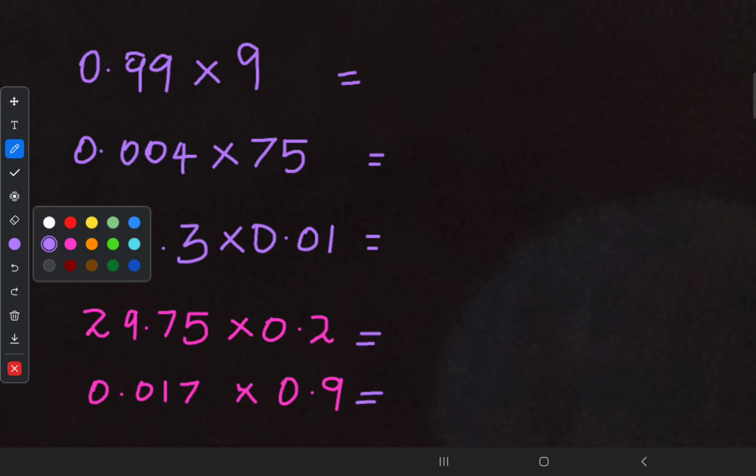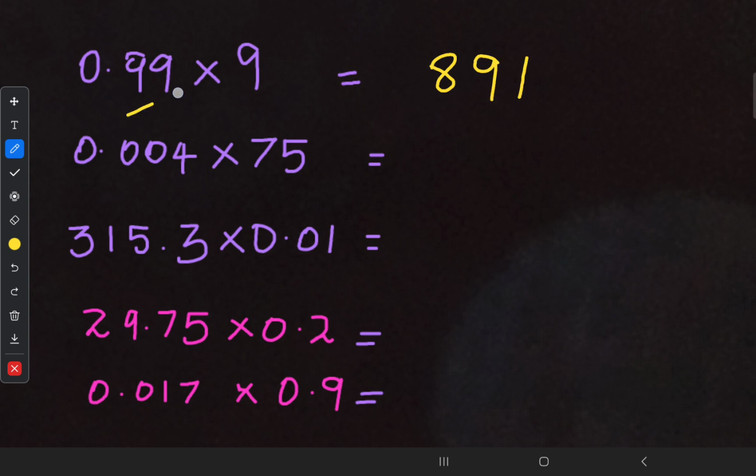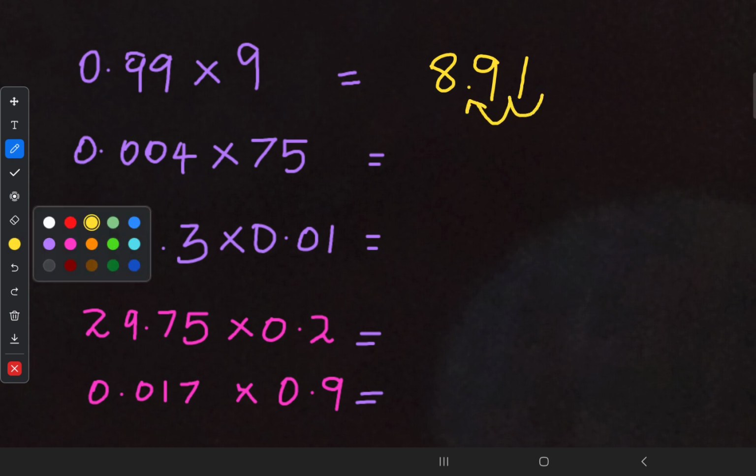Okay, for the first one, you have to multiply 99 into 9. That is 891. Here there are 2 digits after the decimal point. Here there are no digits. So we have to concern about this one, 2 digits. So from its last, 1, 2 digits before here. So this should be 8.91.